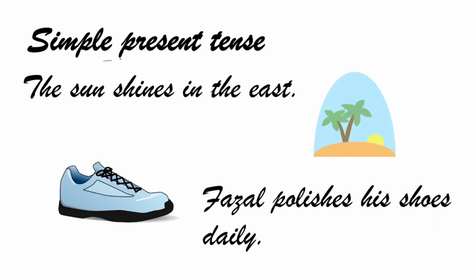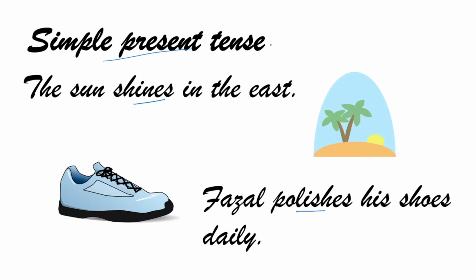Now moving on to simple present tense. The simple present tense is used to describe unchanging situations, habits, general facts, etc. So, the sun shines in the east. Here, this is a general fact and the verb is shine. We write this verb in its present tense, so shines. Similarly, Fazal polishes his shoes daily. Here, polish is the verb, and we use the present tense because this shows a habitual action. So whenever we talk about general facts or habitual actions, we use simple present tense.